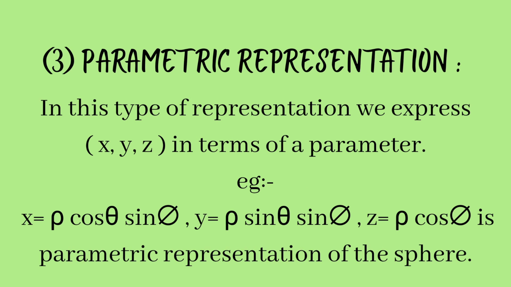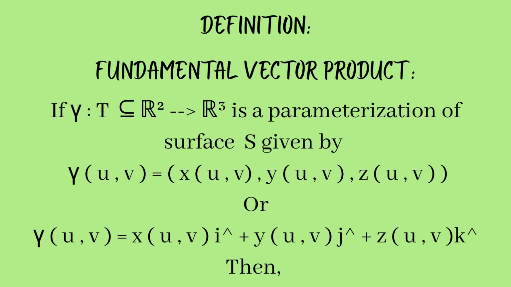The third type of representation is parametric representation, that is, a few parameters are used to express the variables x, y and z. So in this type of representation we express x, y, z in terms of parameters. Example, x is equal to rho cos theta sin phi, y is equal to rho sin theta sin phi, z is equal to rho cos phi, is the parametric representation of the sphere. So in short, these three methods are representations of any surface: implicitly, explicitly and parametrically.